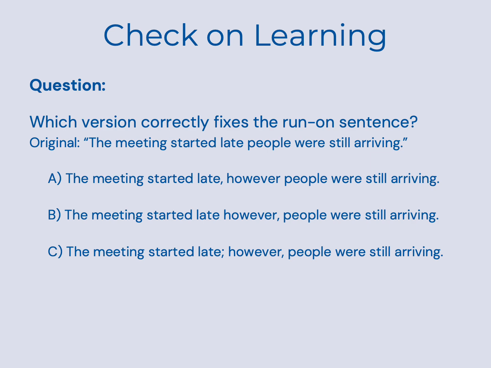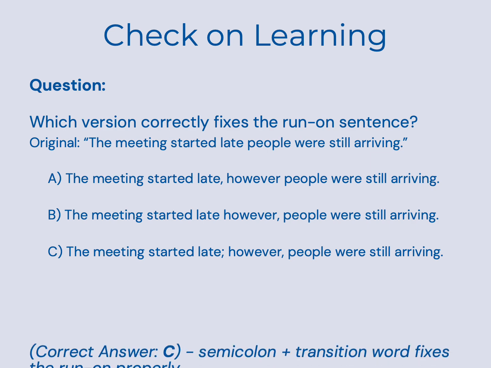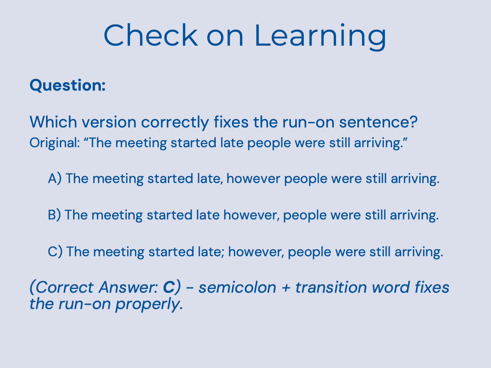Next, let's test how well we fix run-ons. Here's a messy sentence. "The meeting started late, people were still arriving." Look at the options. Which one properly connects those two independent thoughts? Hint: sometimes you'll need more than just a comma. The correct answer is C. "The meeting started late; however, people were still arriving." Notice we use a semicolon plus a transition word. That's a great strategy to fix run-ons when you want to keep ideas closely connected.